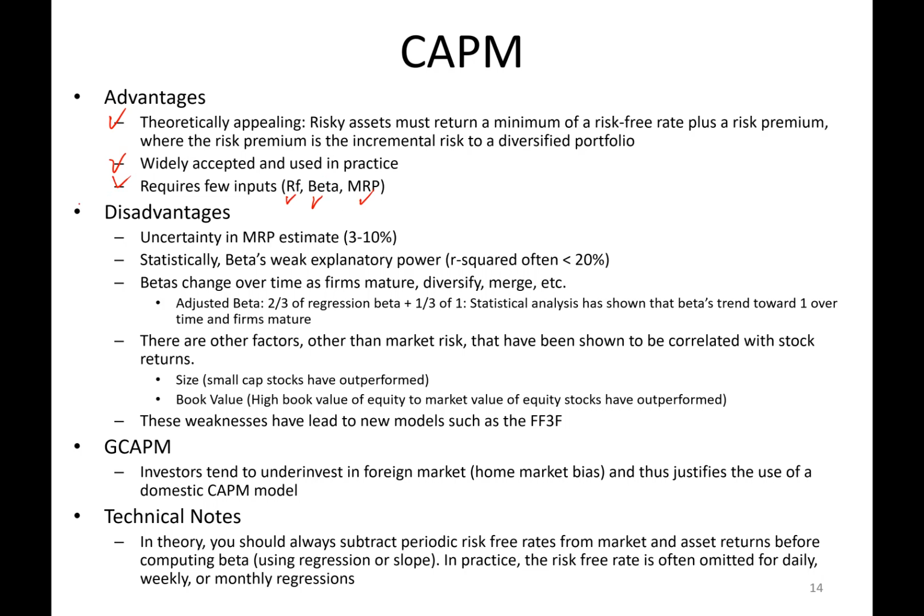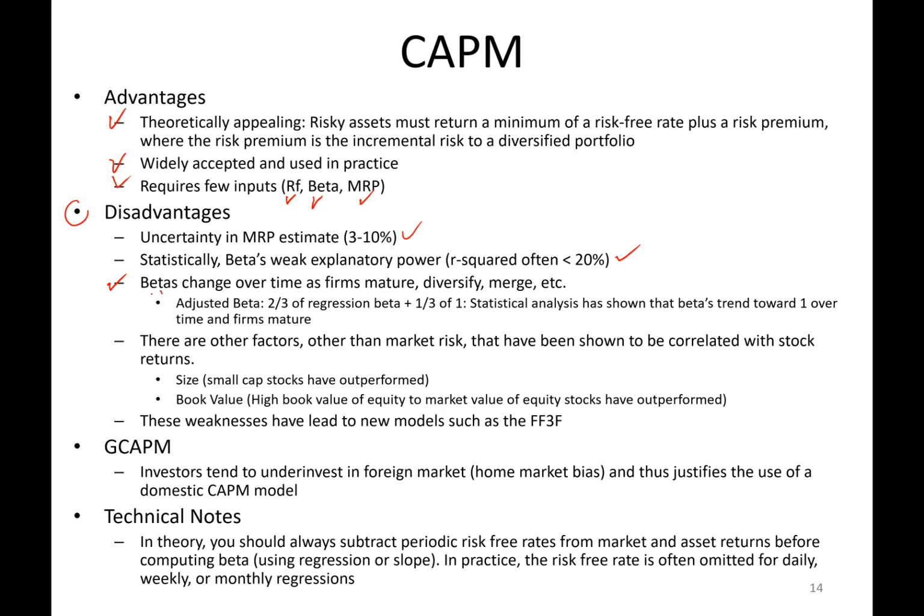Some disadvantages of using CAPM: there is uncertainty in the market risk premium. If I look at different periods of time, say different 20-year periods over the last 80 or 100 years, you can get market risk premiums easily from 3 to 10%. Also, as we saw when we calculated our R-squared, the beta's explanatory power is often very weak. Also, betas change over time. If I look at Walmart, for example, last year versus 2 years or 3 years ago, you might get betas anywhere from very close to 0 to over 1.